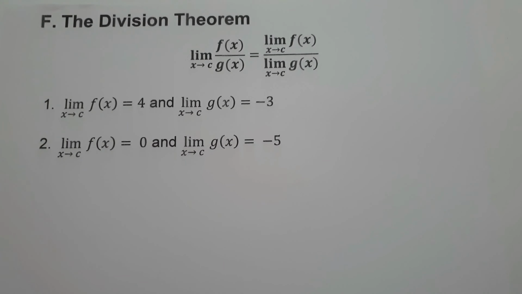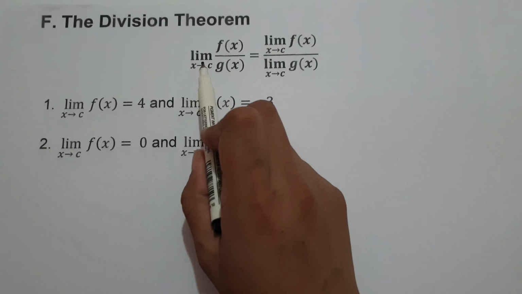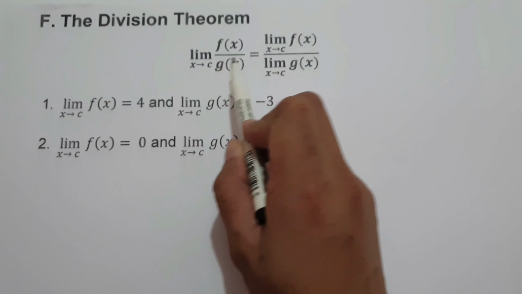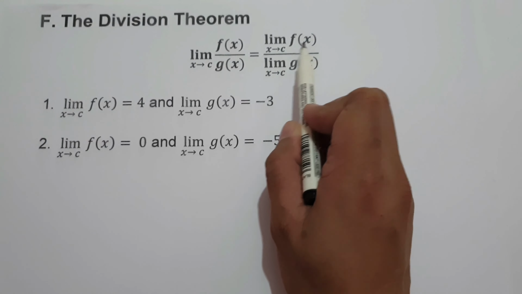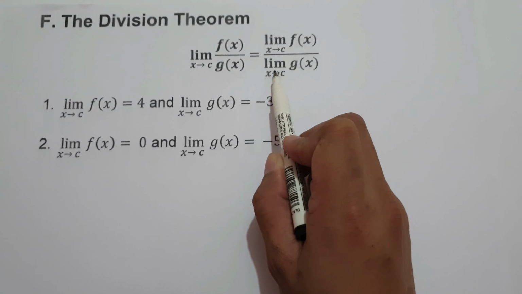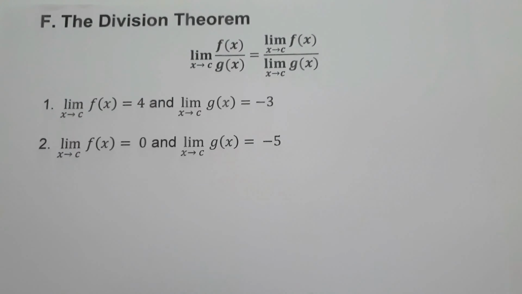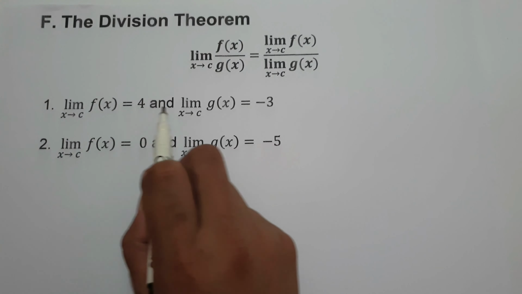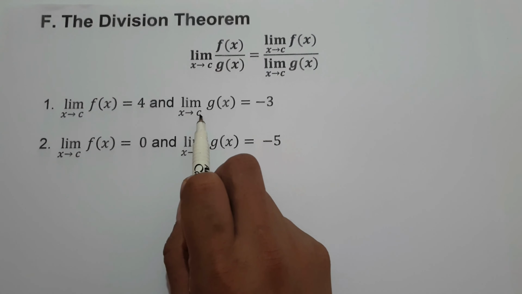Next we have the division theorem. So when we say division theorem, the limit of the quotient of functions is equal to the quotient of the limits of the individual functions. So it is written in the form of the limit of f of x over g of x as x approaches c, that is the limit of f of x as x approaches c over the limit of g of x as x approaches c. For example, if we have the limit of f of x as x approaches c, that is 4, and the limit of g of x as x approaches c, that is negative 3.